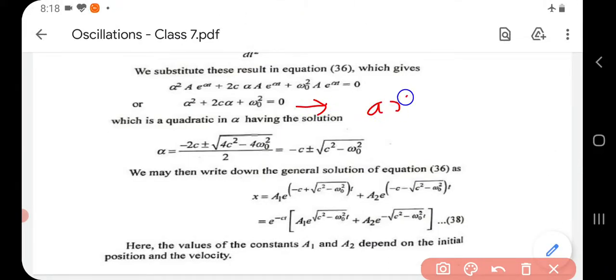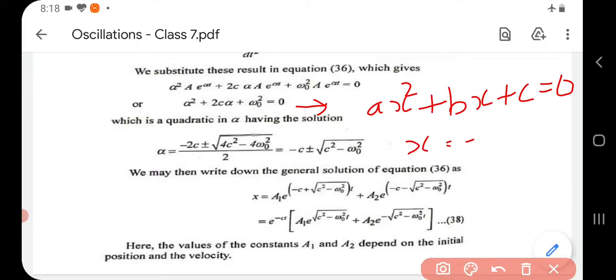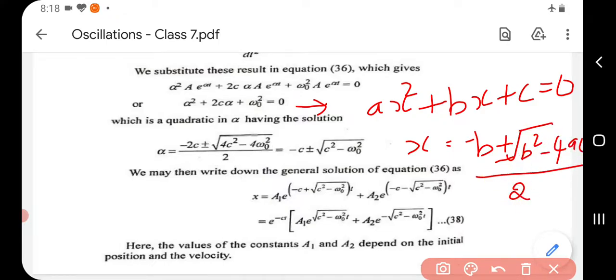Remember the equation that we have studied in lower classes, ax square plus bx plus c equal to 0. Here what will be the value of x? Minus b plus or minus root of b square minus 4ac by 2a, right? Similarly, in place of x you are having alpha. What is your b here? 2c. Plus or minus root of b square minus 4 into a, where a is 1 and c is omega 0 square.